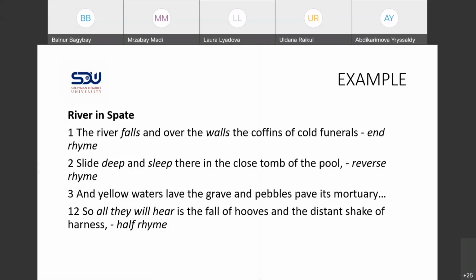Let's have a look at the example. River and spade. So it says, the river falls and over the walls the coffin of gold, funerals. Can you guys find out the rhyme here? The words that are representing the rhyme. Falls, walls. Absolutely. Falls and walls. And this is actually called the end rhyme. Yep. Falls, walls. Oh, and sorry, I forgot to highlight the funerals also.